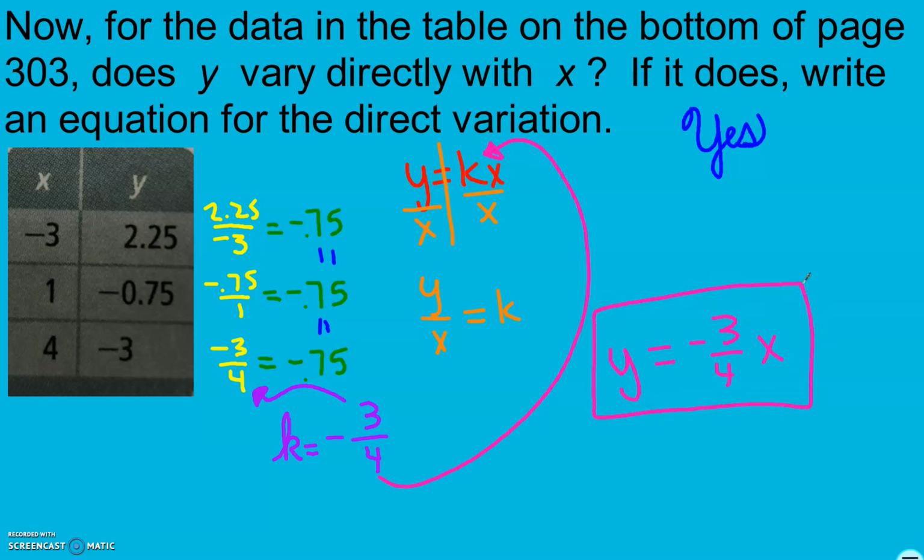So again, for y to vary directly with x, we have to have that constant of proportionality, which is y over x. So we found that for each point, they're all the same, which means it is direct variation, and we can make our equation.